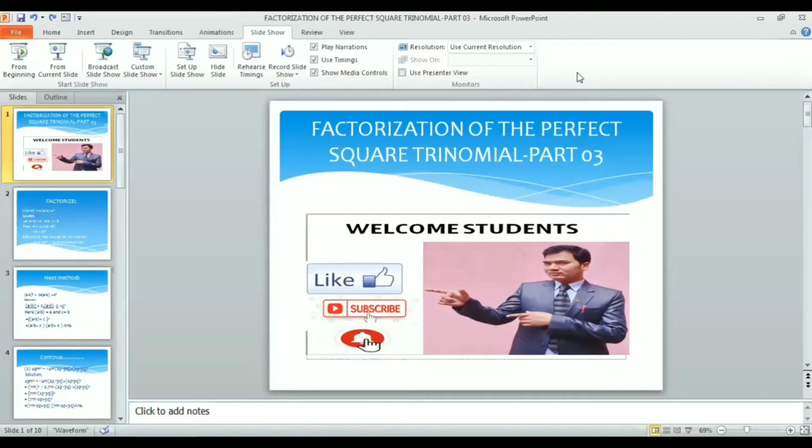Welcome, students. Today I have brought the third part of the use of the formulas (a plus b) whole square equals a square plus 2ab plus b square, and (a minus b) whole square equals a square minus 2ab plus b square, in factorization. Two parts of this exercise have already been taught, and their videos are already made. This part you will also understand.